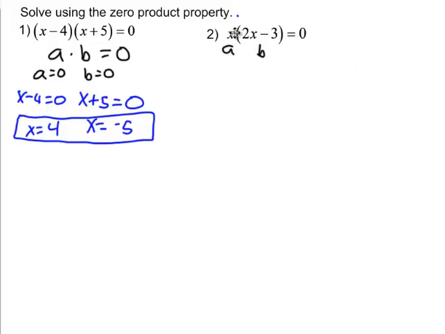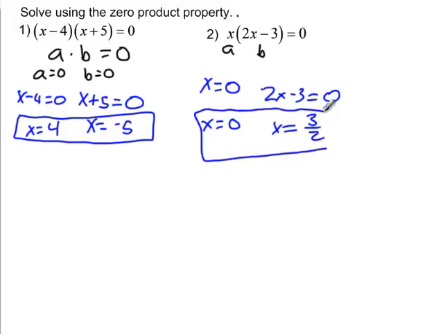I'm going to take a, which is just x. x equals 0 means x equals 0. B, 2x minus 3 equals 0. We'll move the 3 to the other side first, just like you know how to do. It becomes positive, and then divide by 2. So x equals 3/2. These are my two solutions here.